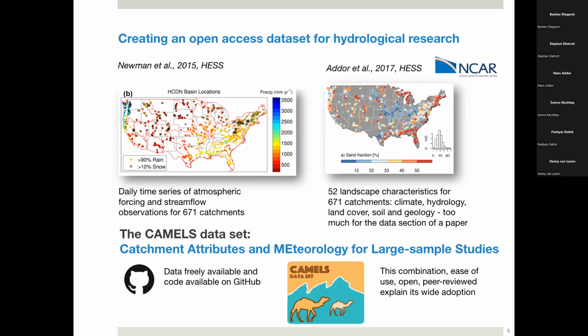And I think what really made the success of CAMELS is this combination of daily time series and catchment attributes. The fact that the data we provided was so easy to use, the fact that it was completely open, I mean, anybody can download the dataset immediately and have access to all the data. And it's all peer-reviewed work. So if you want to know how the data was processed, where it comes from, this is all documented. And I think all this explains its fairly large adoption.